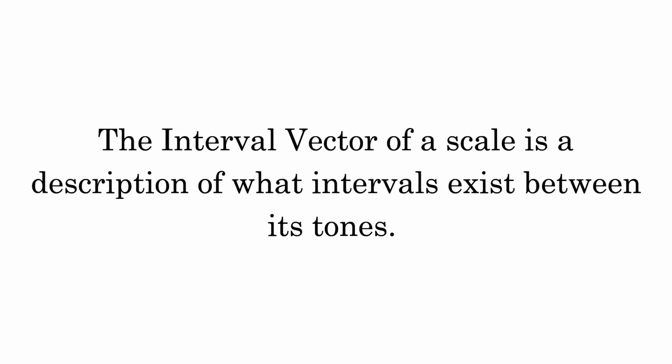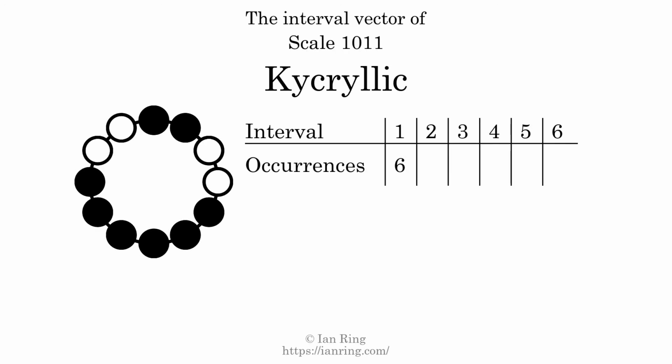The interval vector of a scale is a description of what intervals exist between its tones. There are 6 intervals with the size of 1 semitone. They are here, here, here, here, here, and here. There are 4 intervals with the size of 2 semitones. They are here, here, here, and here.